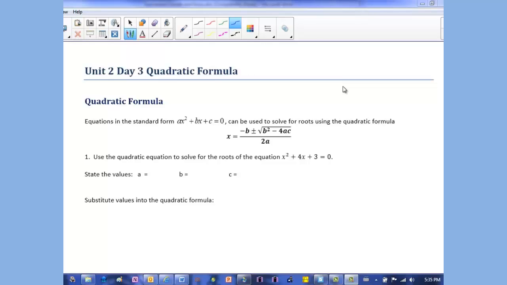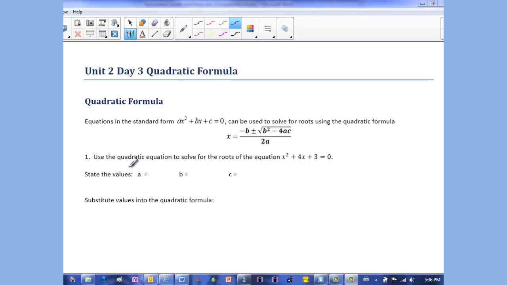We have taken a look at solving quadratic equations by factoring. Now, sometimes it is not easy, if not almost impossible, to factor certain quadratic equations. And in situations like these, we have another algebraic tool that allows us to solve for the roots or solutions of a quadratic equation. x equals negative b plus or minus square root of b squared minus 4ac, over 2a.